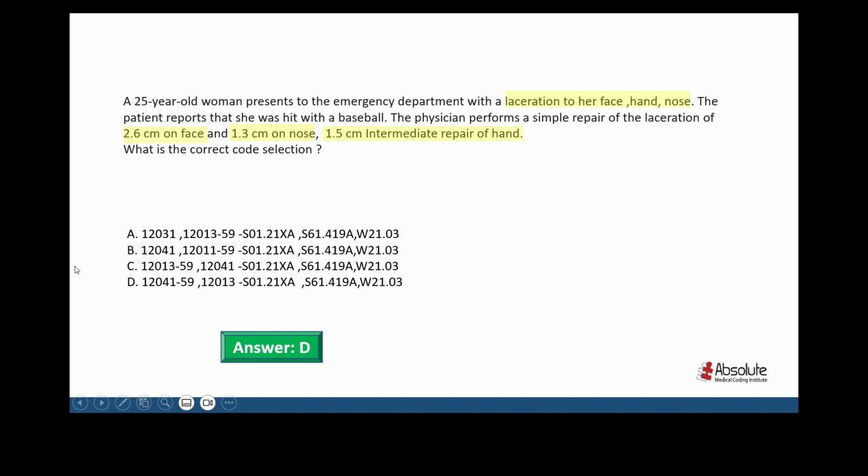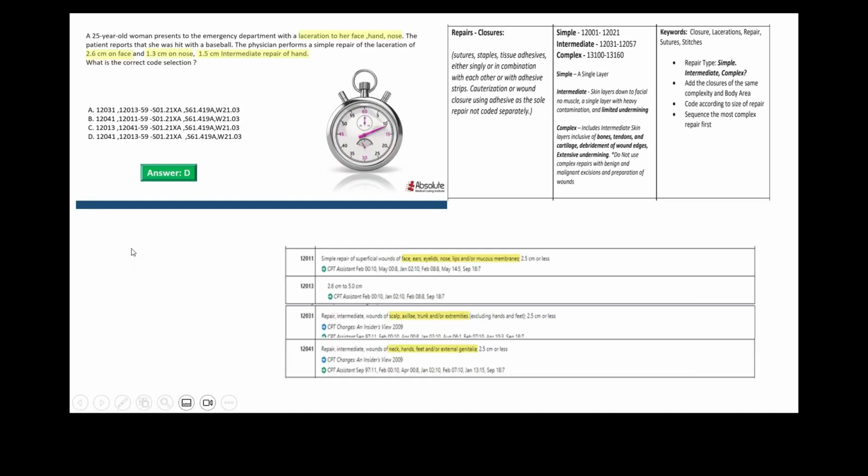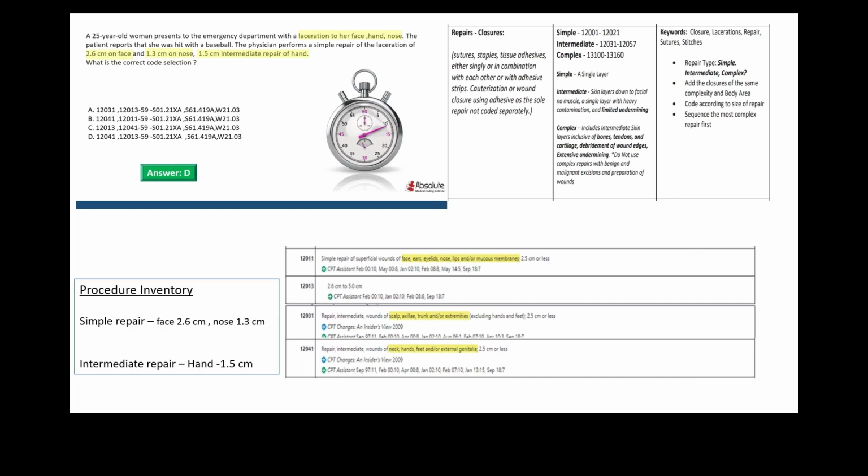Okay, now I will move on. These are the FTRs: repair type, simple, intermediate, complex. Add the closures of the same complexity and body area. Code according to the size of the repair. Sequence the most complex repair first. And this is my procedure inventory. When doing laceration repairs, always get your procedure inventories correct and write it down, and that will help you code easily and quickly without confusion.